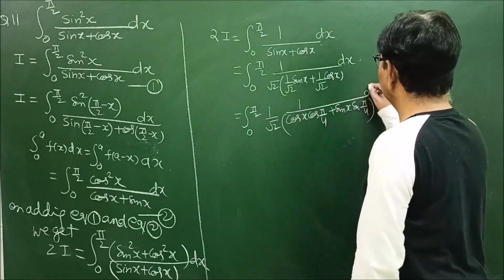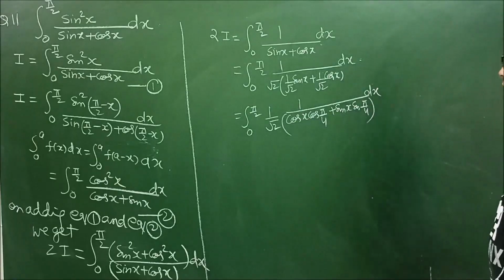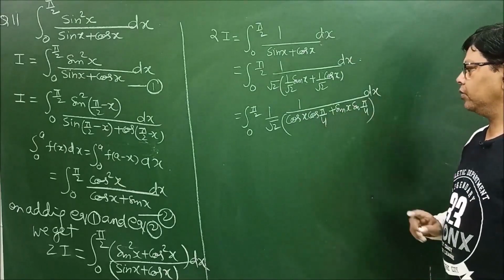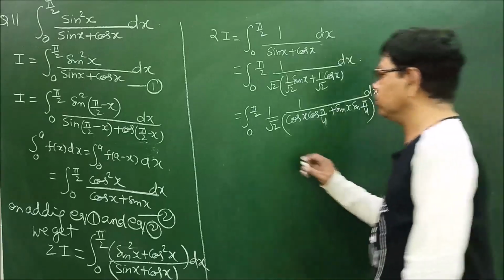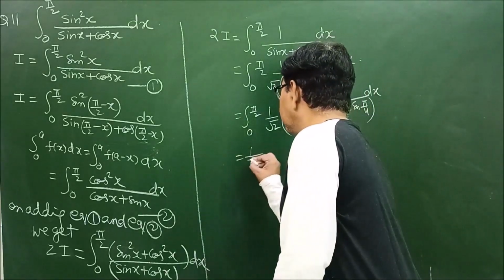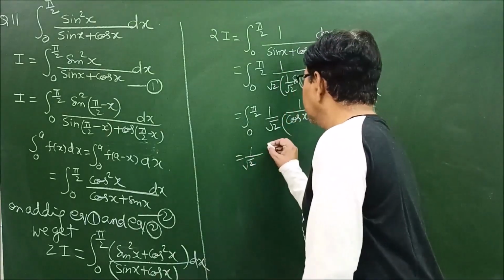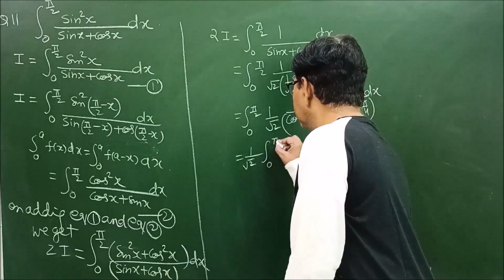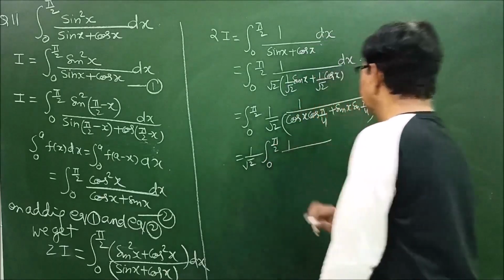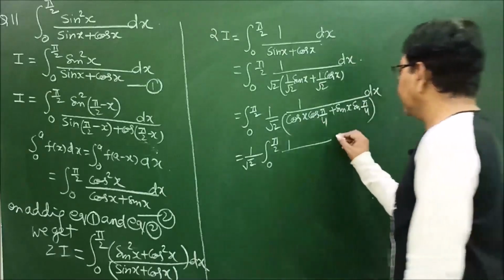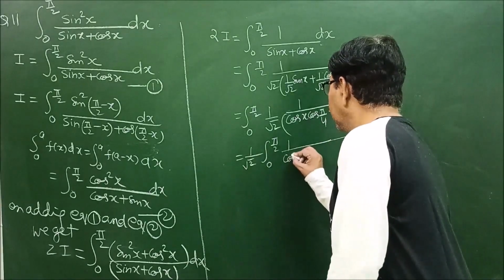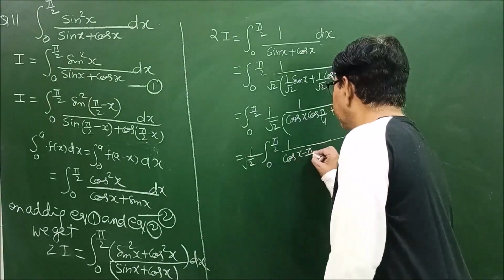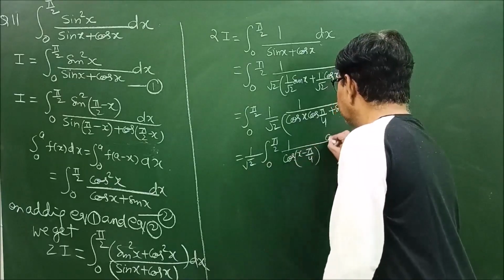Which is the formula of cos A cos B plus sin A sin B, that is cos(A minus B). So this is equal to 1 upon root 2 integral from 0 to pi by 2 of 1 upon cos of x minus pi upon 4 dx.